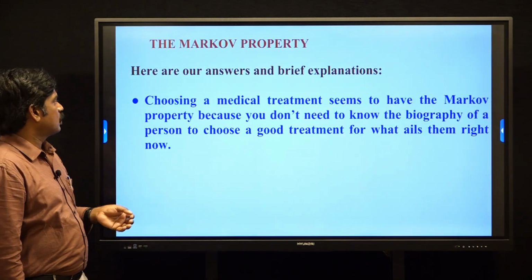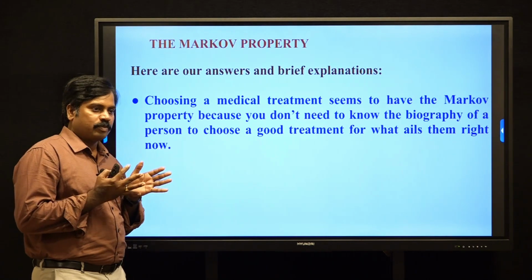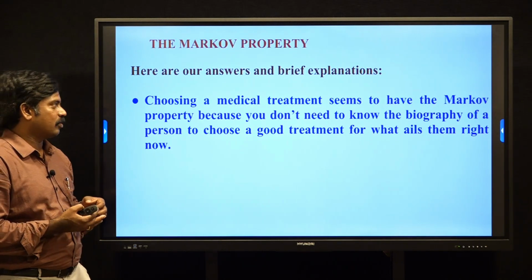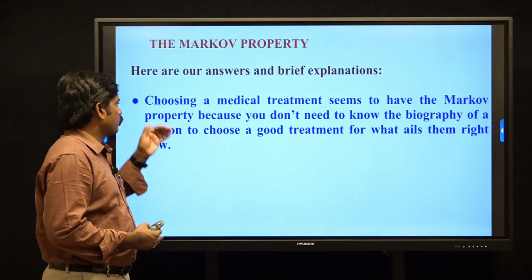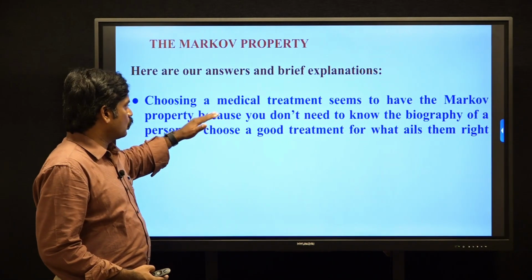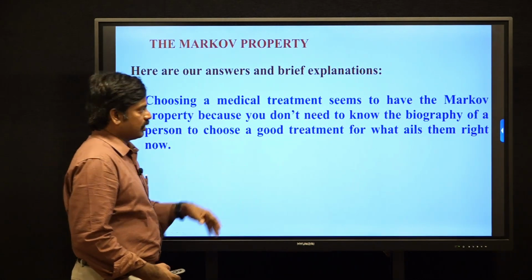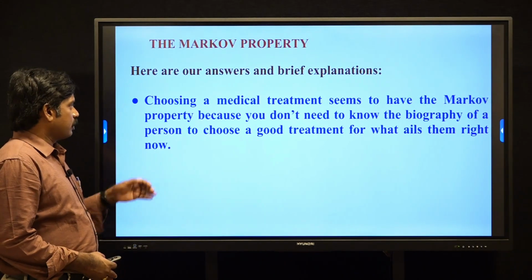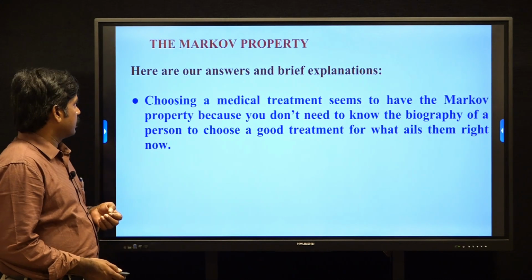The next one is choosing a medical treatment. We give the treatment based on the present situation, the present illness of the patient only. So it also meets the Markov property. Choosing a medical treatment seems to have the Markov property because you don't need to know the biography of a person to choose a good treatment for what ails them right now. So we are giving the treatment based on the current sickness of the patient.